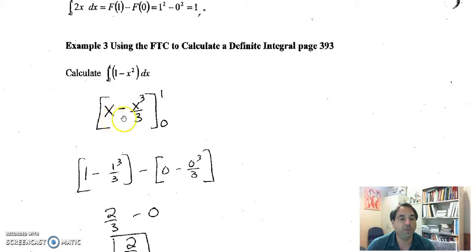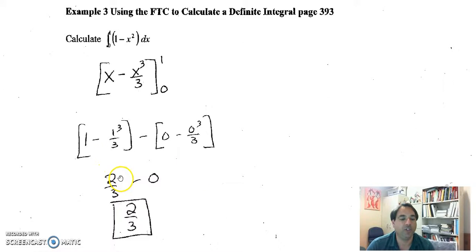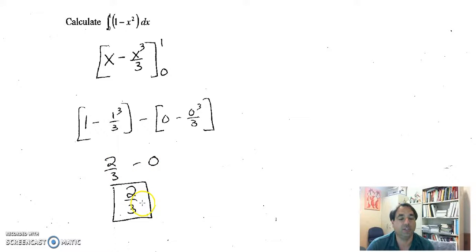So we took the integral, x minus x cubed over 3, from 0 to 1. We plug in the upper bound number where there's an x. So we have 1 minus 1 cubed over 3. Subtract from the lower number, plug in 0 into x. 0 minus 0 cubed over 3. This would be on the left side 1 minus 1/3, which is 2/3. Subtract 0 minus 0, which is 0. 2/3 minus 0 is 2/3.